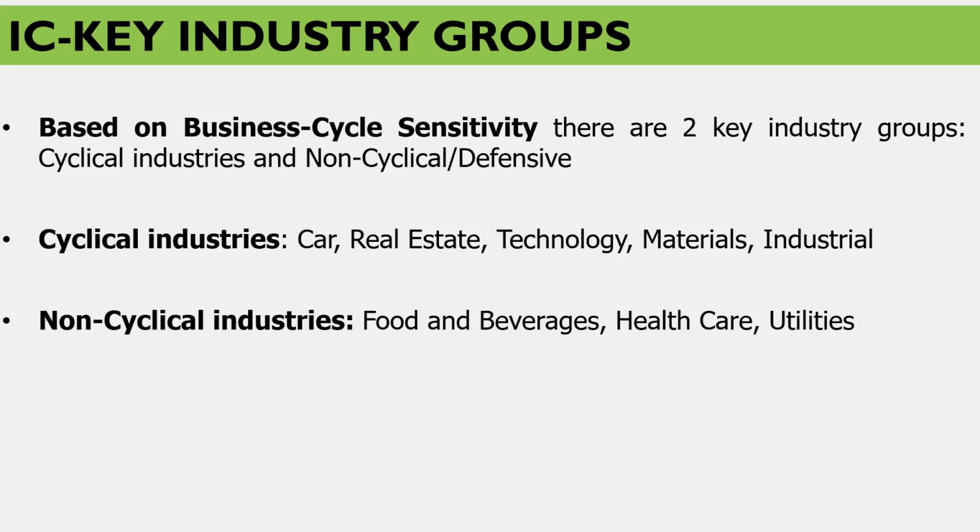Non-cyclical industries are defensive. They include food and beverages, healthcare, utilities. So even when there are economic difficulties, consumers still buy milk or medicine.